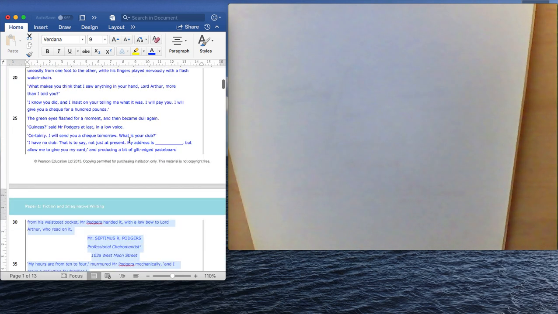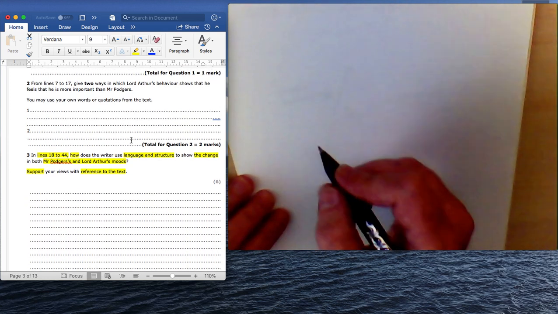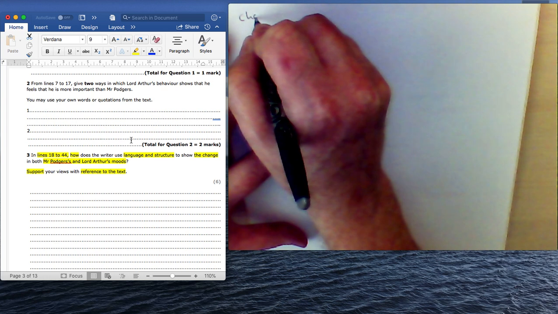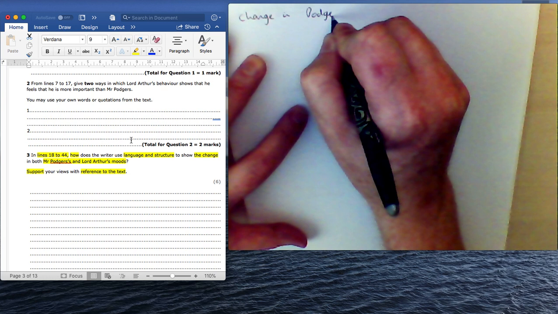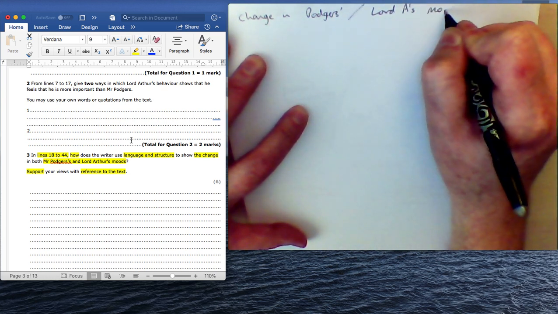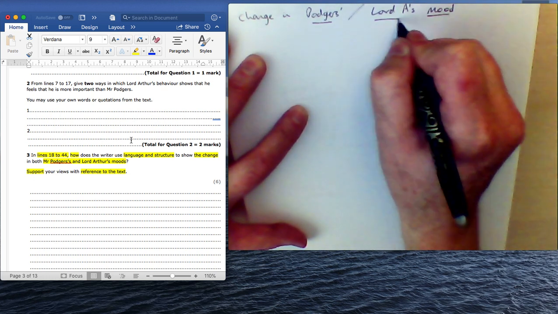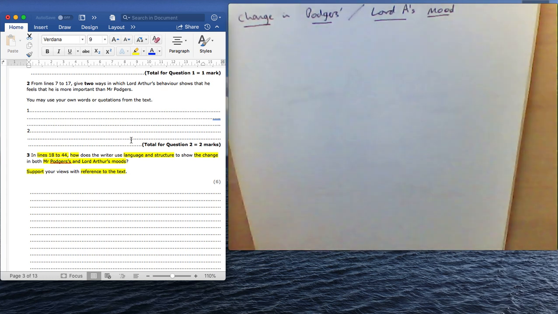And so looking at the question, I know that in this section I need to talk about change in Podger's and Lord Arthur's mood. That's what I'm looking for in this section. Alright? And so what I'm going to do is take a look through that, and you might want to now pause the video to read through that extract yourself so that you know what I'm looking at and what I'm talking about in this extract.